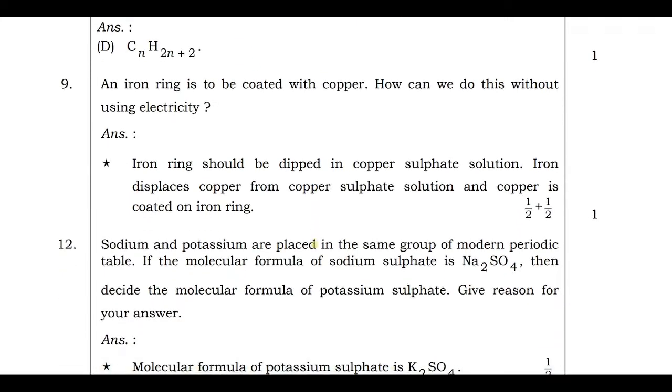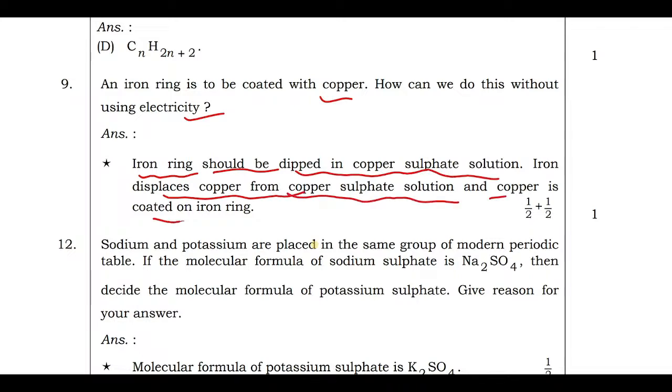An iron ring is to be coated with copper. How can we do this without using electricity? An iron ring has to be coated with copper, right? The iron ring should be dipped in copper sulfate solution. Iron displaces the copper from the copper sulfate solution and copper is coated on the iron ring. So I take the iron ring and dip it inside the copper sulfate solution.